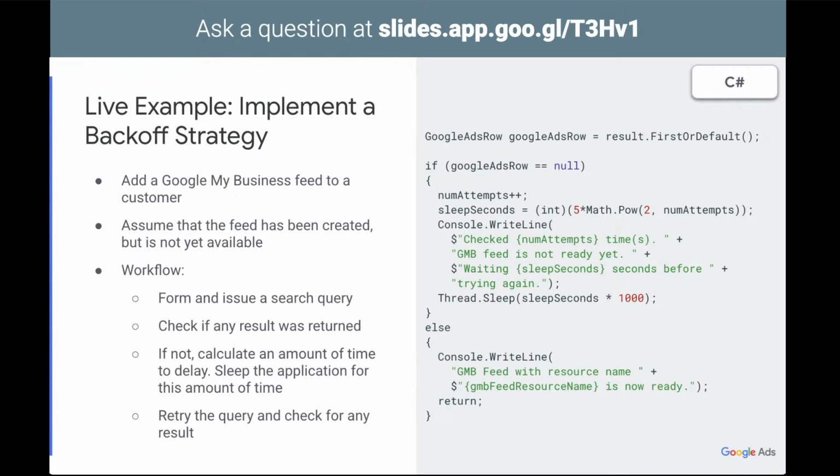So we'll begin by issuing a search query. If you haven't seen our reporting structure, this will be a good introduction to that. We'll check to see if there is any valid result returned. If not, we'll delay. We'll build an exponential delay, and then we'll retry the query and check for any result.